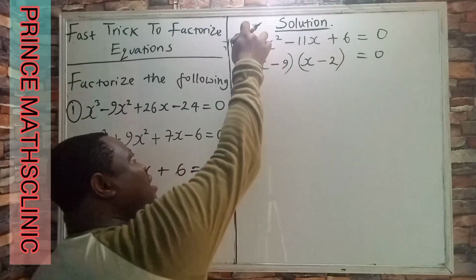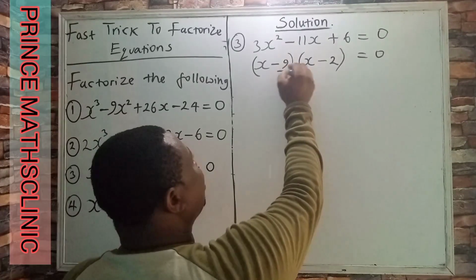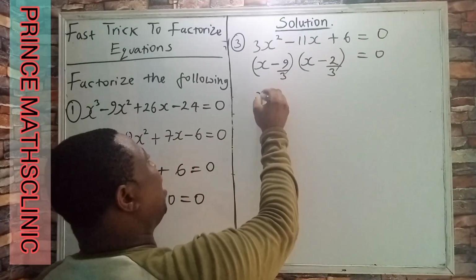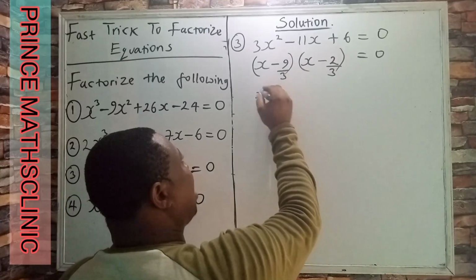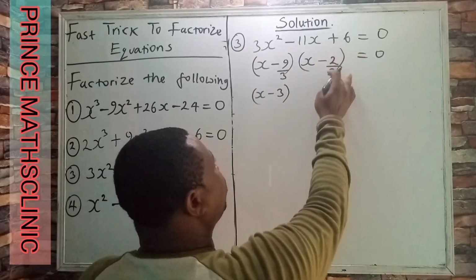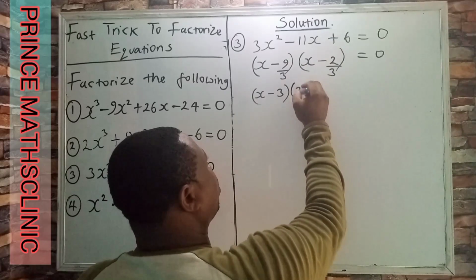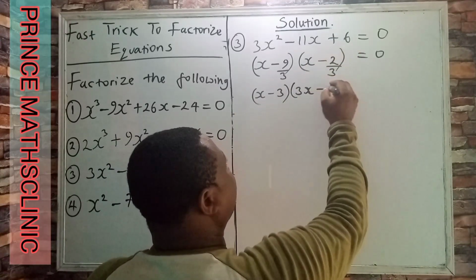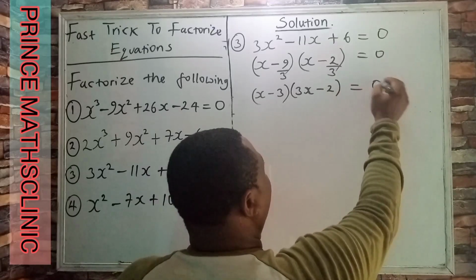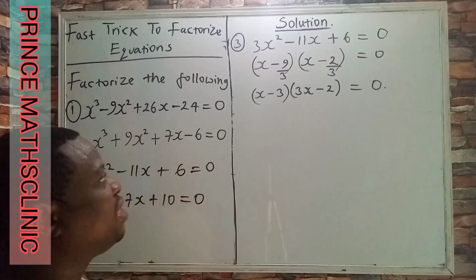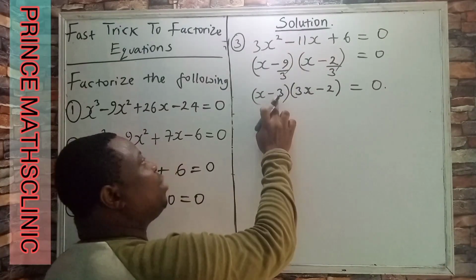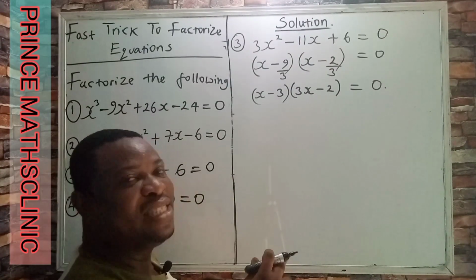But here I have a leading coefficient of 3. So I have to divide this portion by 3 and this as well by 3. So 3 can go into 9 three times. Since 3 cannot go into 2, just take this, multiply; this becomes what? 3x. Then 2 over 3 times 3 gives you what? Negative 2. Good. Then it means that the values that will give me 0 when I put x here are either 3 or 2 over 3.